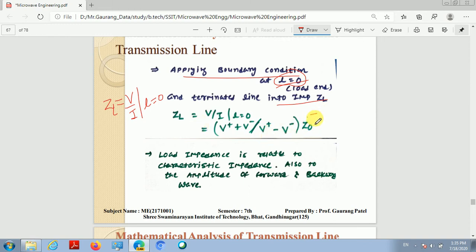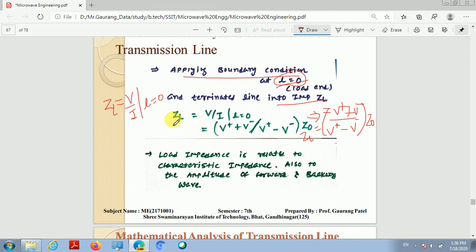Let me write it again so it will be clearer to you. ZL is equal to V plus plus V minus divided by V plus minus V minus, into Z naught, and this is nothing but ZL. This is the formula of ZL. So ZL is equal to, in the bracket, V plus plus V minus divided by V plus minus V minus, times Z naught.